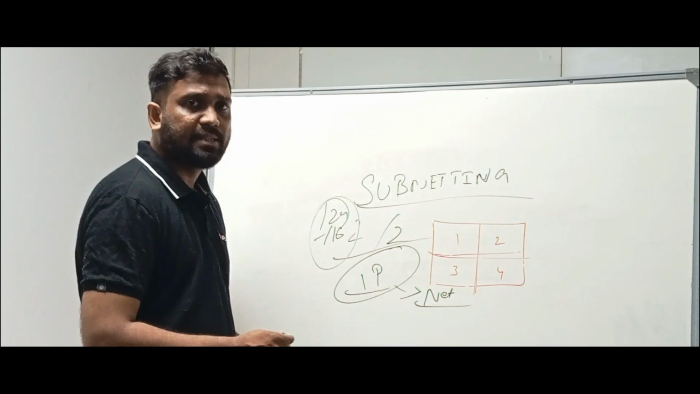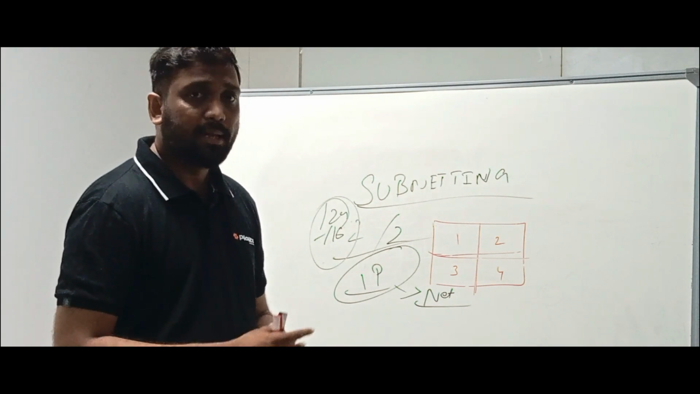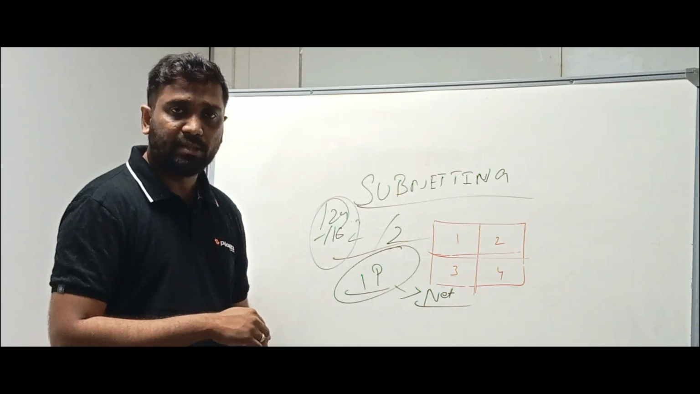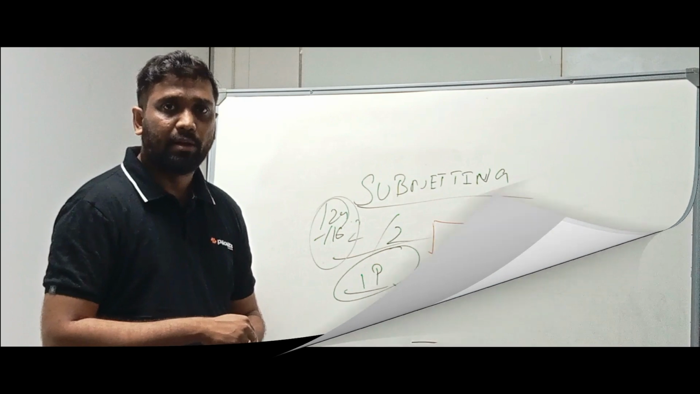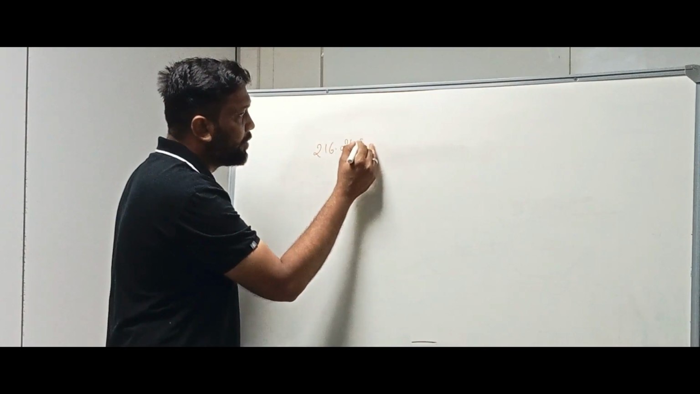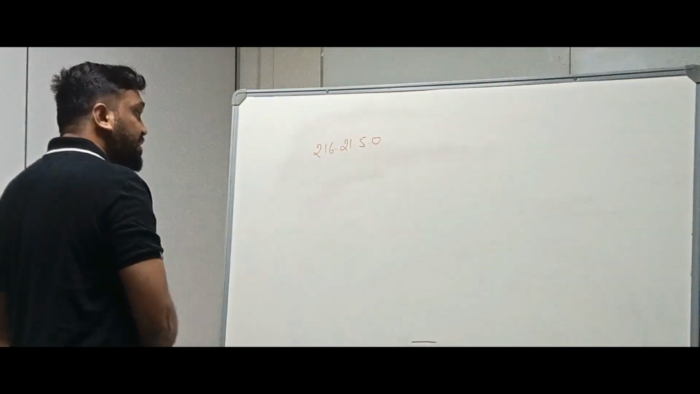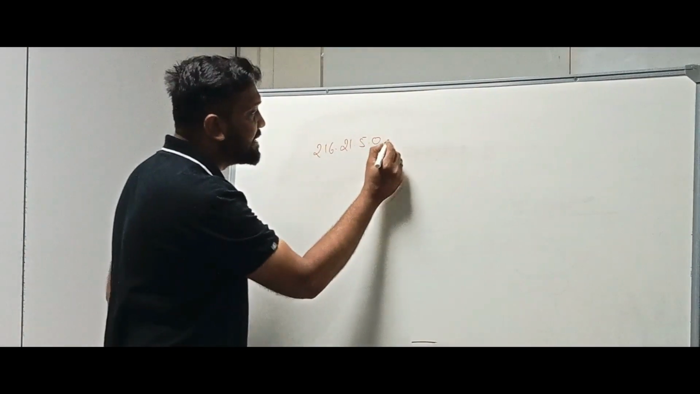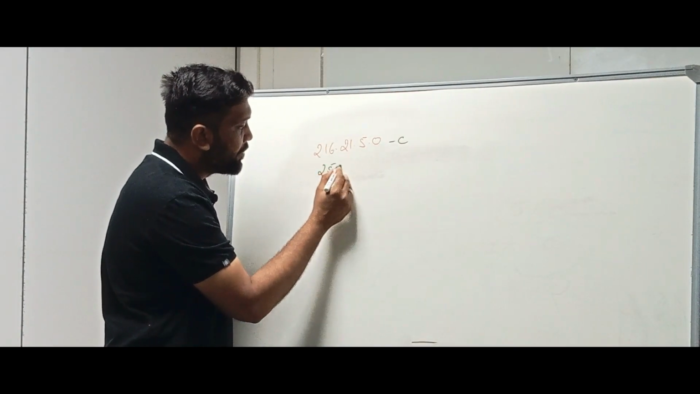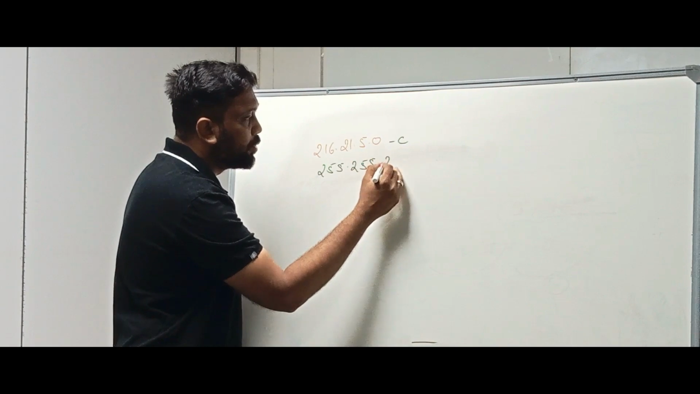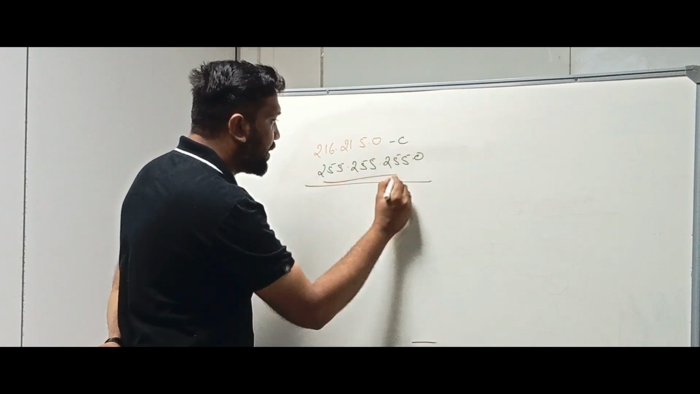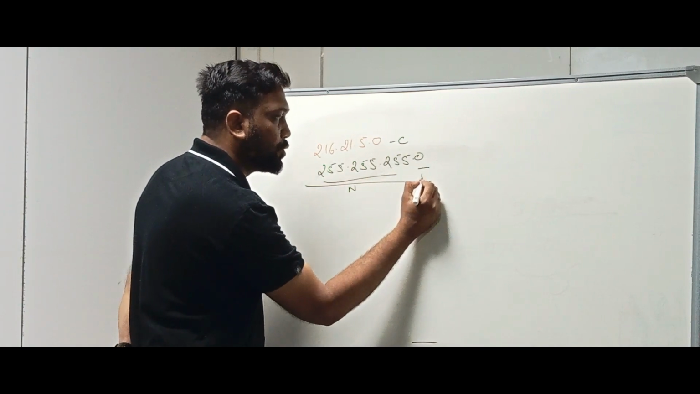So for subnetting, let us do the calculation and see how we are going to do it. There are several scenarios we will discuss in upcoming videos, one by one. Let's see. Now, an organization has purchased the IP 216.21.5.0, which is a class C IP address. For class C, by default, the subnet mask is 255.255.255.0. Hope everyone is aware of this. These three are the network part. This one is the host part.